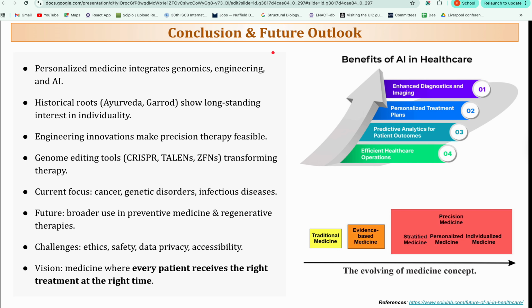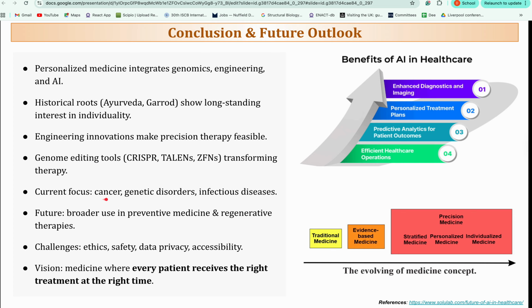So in conclusion, personalized medicine integrates genomics, engineering, and artificial intelligence. We have also looked into the historical roots. Ayurveda and Archibald Garrod have shown that long-standing interest in individual treatments. Engineering innovations make the precision therapy feasible. Genome editing tools such as CRISPR, TALEN, and ZFNs are transforming the therapy.